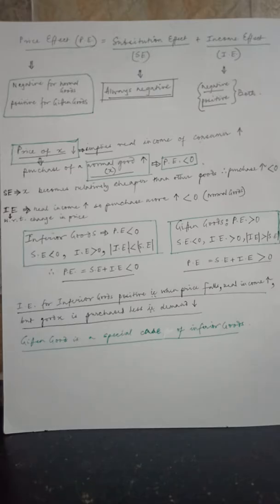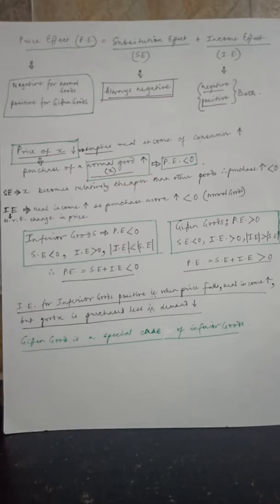So the price effect is actually negative for all normal goods, but there are exceptions to the law of demand, which states that Giffen goods have a positive price effect. That is, whenever the price is increasing, the Giffen goods are demanded more. It is an exception to the law of demand, and in order to describe this, we have to know what is the substitution effect and what is the income effect.